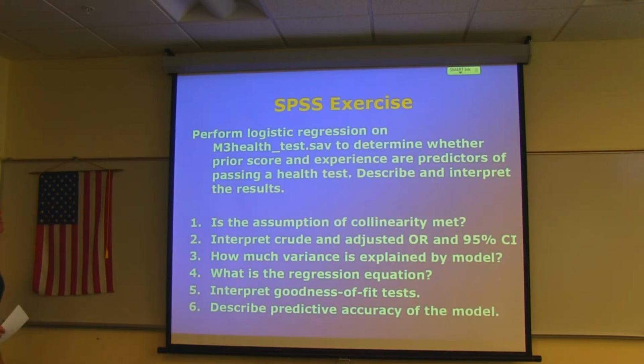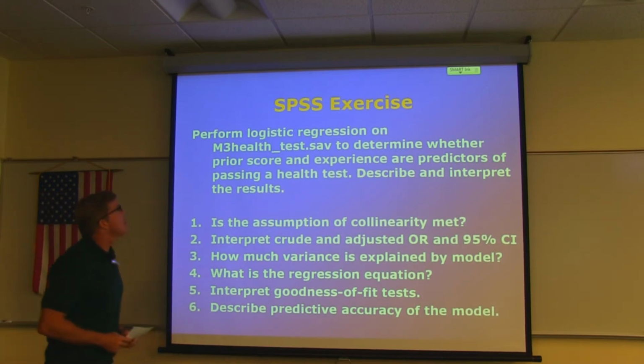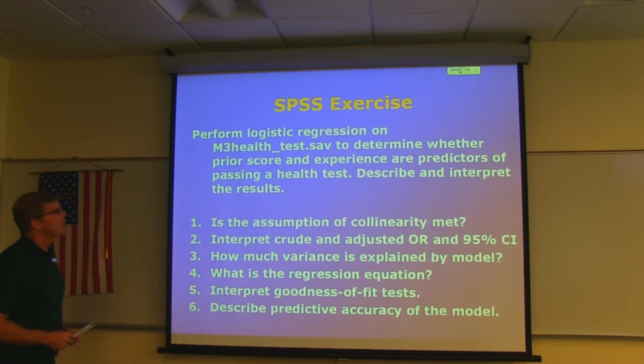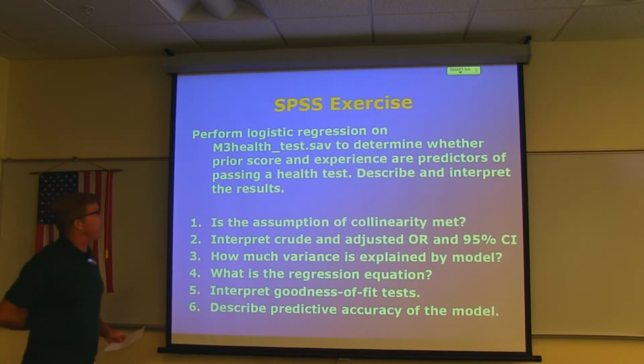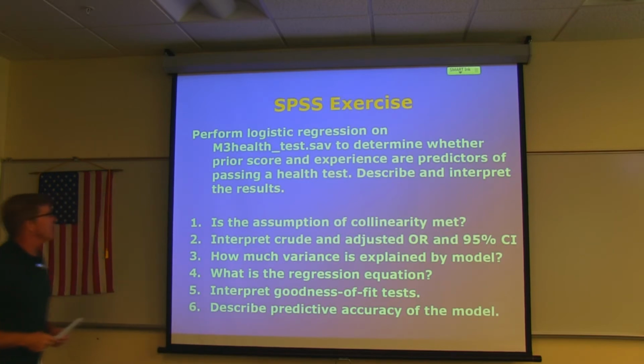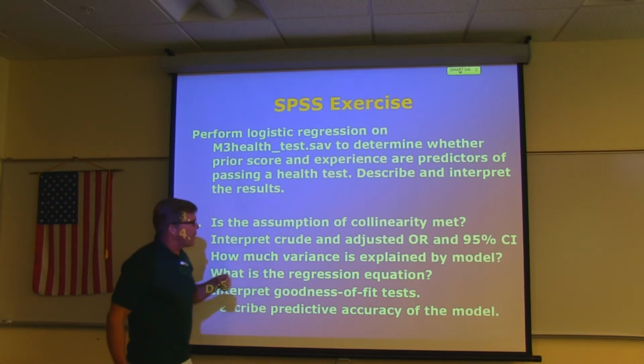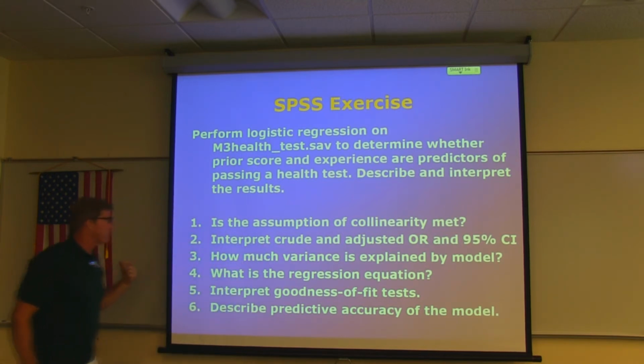Perform logistic regression on this particular data set to determine whether prior score and experience, so we have 2 IVs in this case, are predictors of passing a health test. So the DV is again dichotomous, pass, no pass. Describe and interpret the results. It wants us to talk about the assumption of collinearity, the crude and adjusted odds ratios, and the 95% CI.